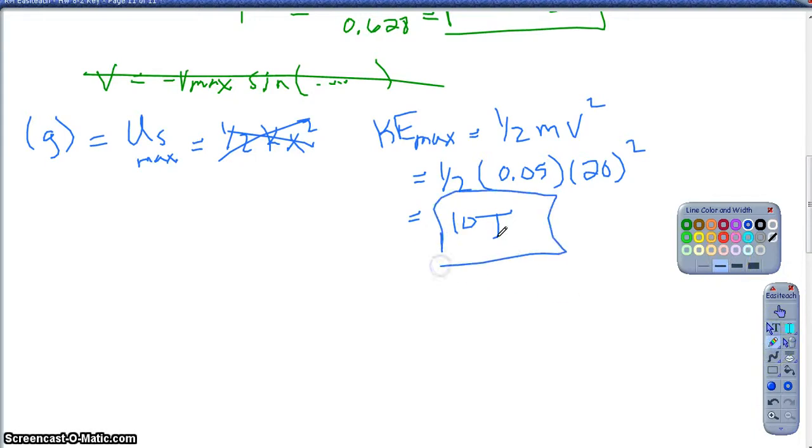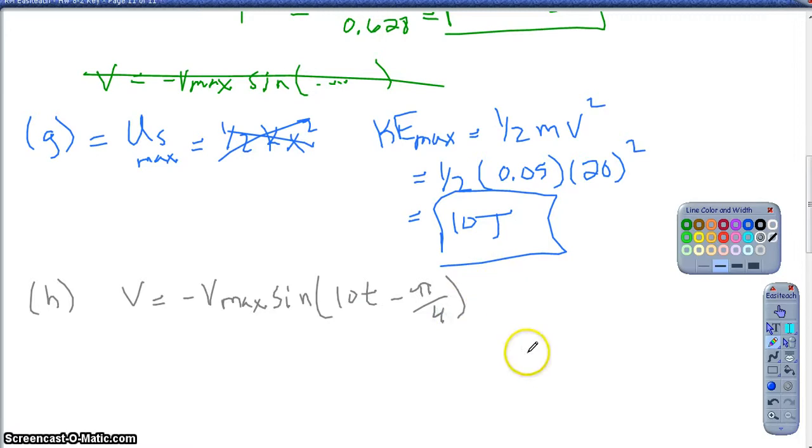Right, so almost done then, finding part H. Part H asks us to find the velocity at a certain time, but the good news is since they give us the time, we can just set up my velocity function like I was starting to do before. So velocity equals negative velocity max times the sine of the inside function, and again the inside we already know is 10t minus pi over 4, so I don't have to do anything crazy there.